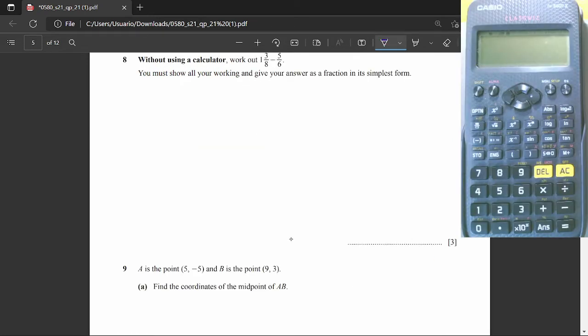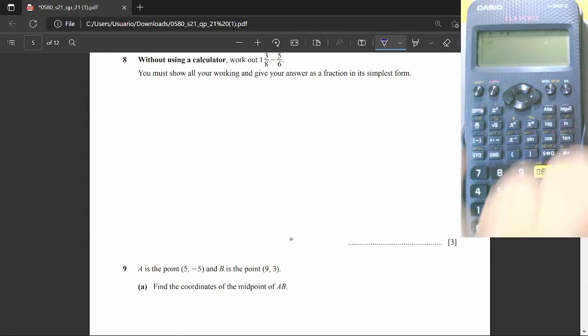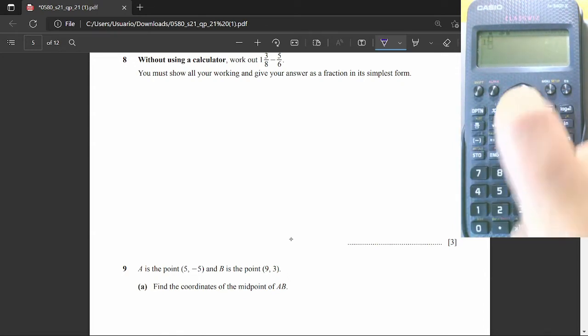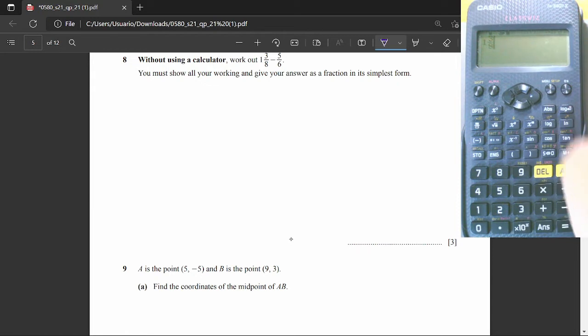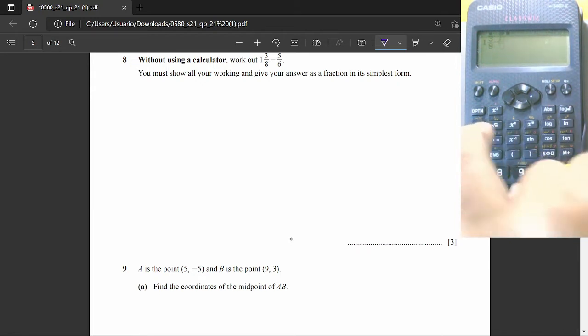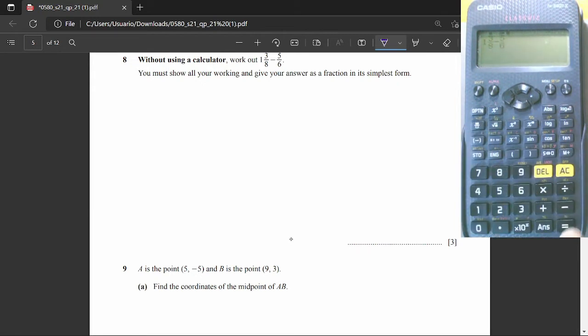Question 8. Without using a calculator, work out 1 3/8 minus 5/6. You must show your working and give your answer as a fraction in its simplest form. Right, not using a calculator means we can't press the fraction button, put 1 3/8 minus 5/6, press equal, and write down the answer. Okay, that won't get us any marks. They want to see the working out.